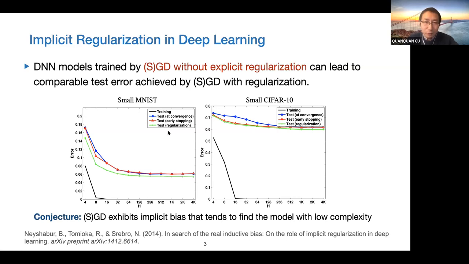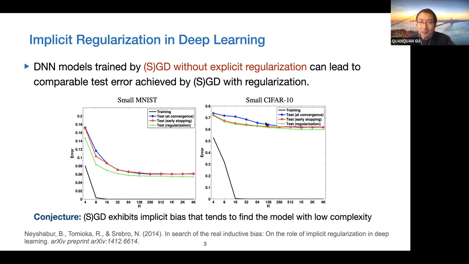And what is more interesting is for SGD, if you do, for example, early stopping, or if you do regularization, which is also called weight decay in deep learning, or if you just train SGD until it converges. So for all three different configurations of SGD, they achieve a very similar test error, even though on the MNIST data set, the test error with weight decay is slightly smaller.